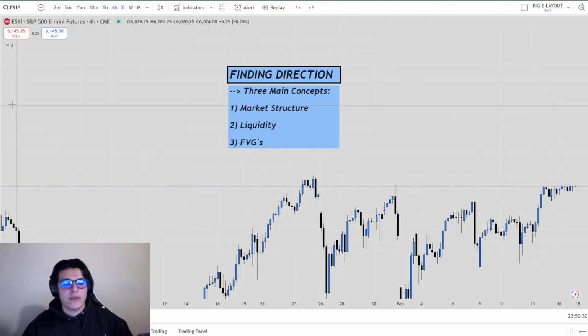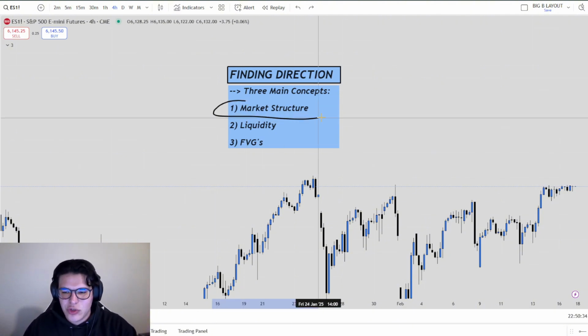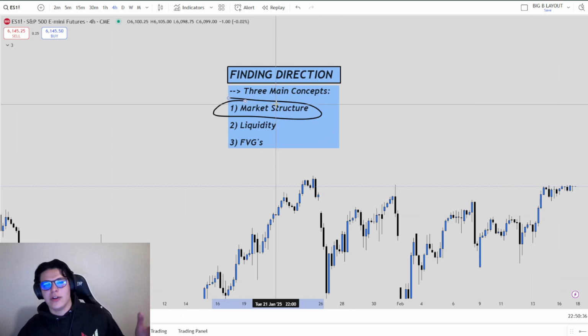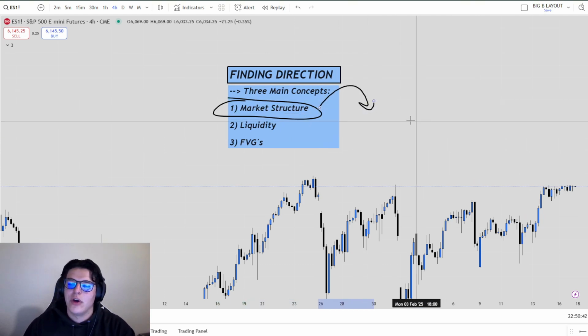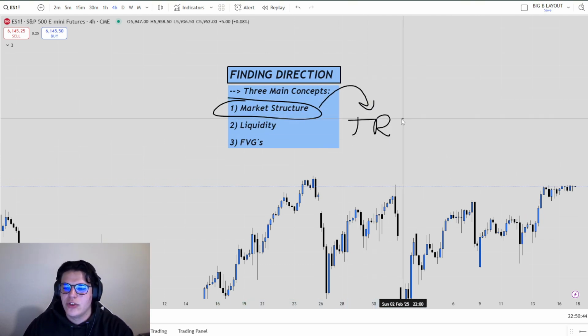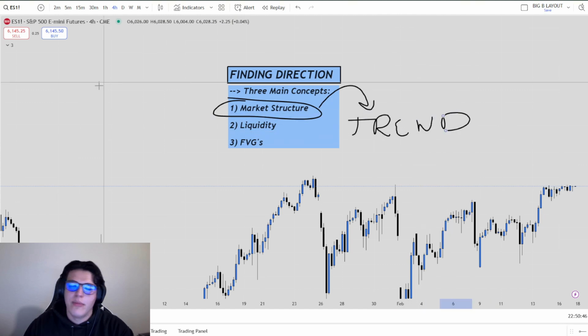All right, so first and foremost, market structure is extremely simple. Actually, all of these concepts, when we break them down, you guys are going to be able to see they're extremely simple. Market structure is a fundamental concept to be able to understand trend in the market.